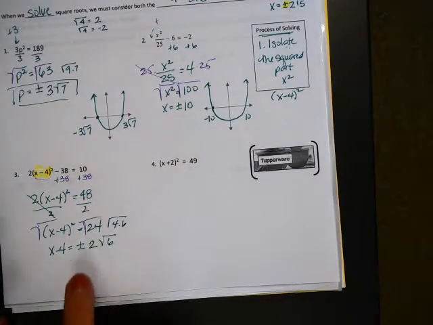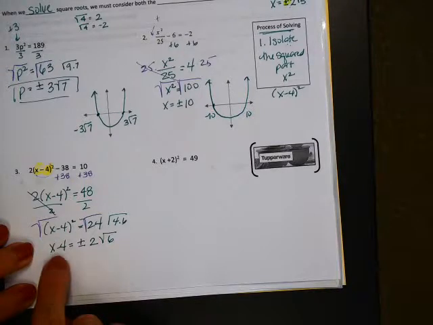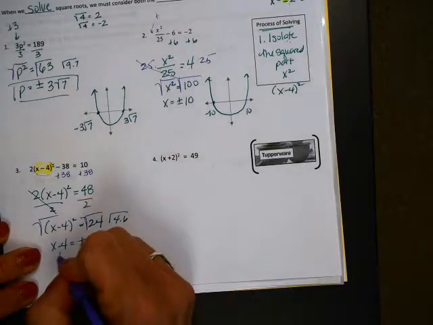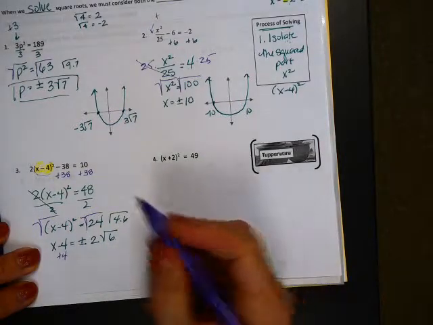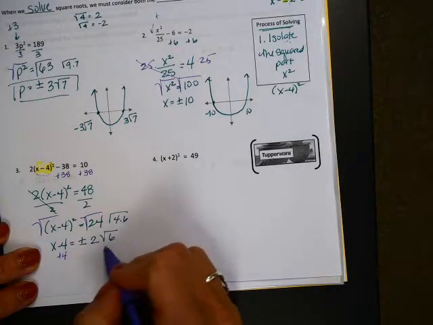But in this case, we're not done right here. If you look, we still have something over here with the x, and we're trying to solve for x. So how do you get rid of a negative 4? Add 4. What do I add 4 onto over here? Can I combine a 4 with the 2 square root of 6?